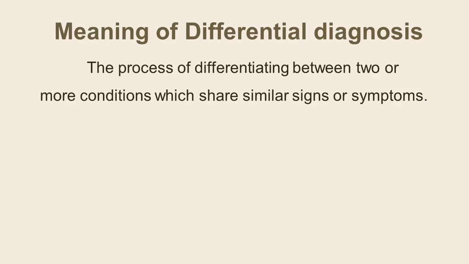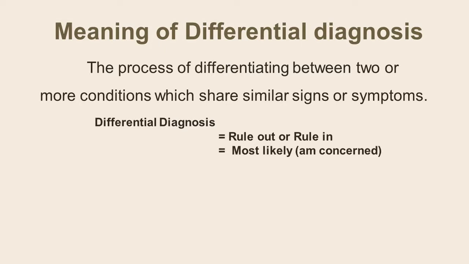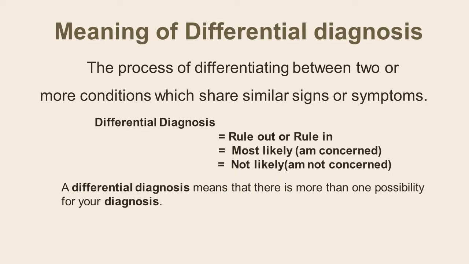Meaning of differential diagnosis. See, it is the process of differentiating between two or more conditions which share similar signs or symptoms. For example, you have autism, you have an intellectual disability. They may share a similar kind of symptom. So to identify exactly what it is, yes, you have to do a differential diagnosis. Now, differential diagnosis is nothing but to rule out or rule in, most likely or not likely. For example, if I have a doubt that the child may have autism or intellectual disability, then you need to rule out with some other standardized tool.